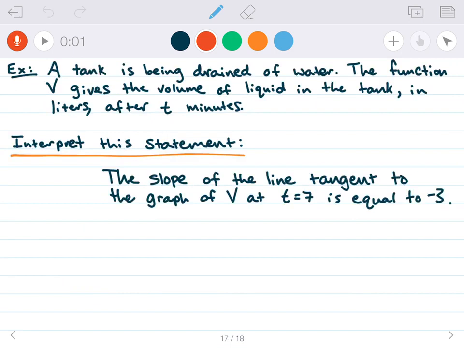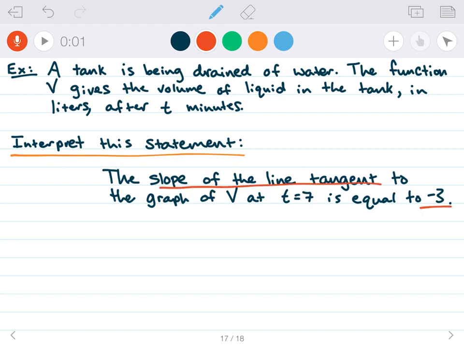Let's do one more. A tank is being drained of water. The function V gives the volume of liquid in the tank in liters after t minutes. And we want to interpret the statement: the slope of the line tangent to the graph of V at t equals 7 is equal to -3. So let's parse this piece by piece. Now, when we talk about slopes of lines tangent, we're always thinking derivatives. Derivatives, rates of change, slopes of tangent lines. These are the three things that are all the same. So they say the slope of the line tangent is -3, so that's our rate.